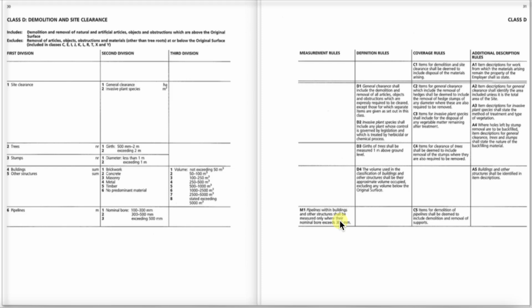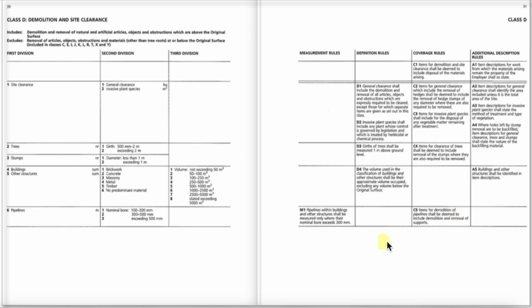There may be brackets and hangers. Coverage rules, C5, items for demolition of pipelines shall be deemed to include demolition and removal of their supports. In commercial buildings, you will get hangers on the outside of the buildings carrying pipes, same on the inside, and there may be special structures to hold pipes. All of that has got to be included in the demolition.